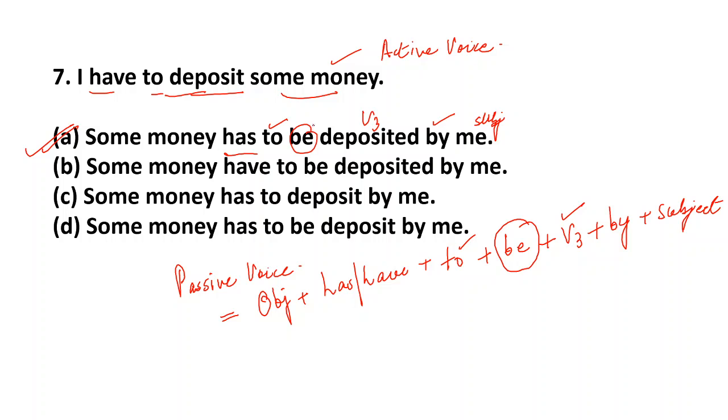Now you will say, why is it "has"? Now, learners, money is an uncountable noun. You all must be knowing that an uncountable noun is always taken as singular and it will have a singular verb.